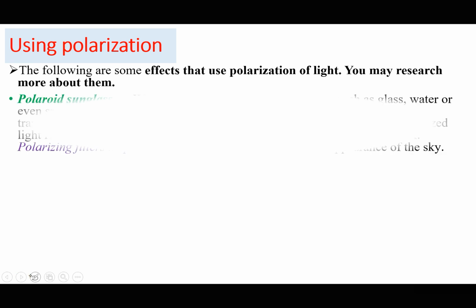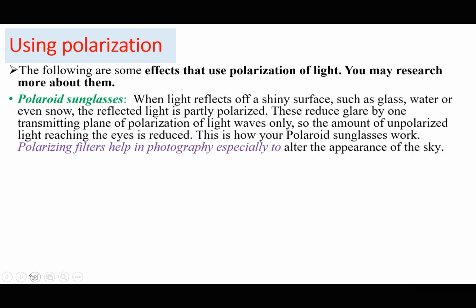The first one is polaroid glass sunglasses. When light reflects off a shiny surface such as glass, water, or even snow, the reflected light is partly polarized, or partially polarized.